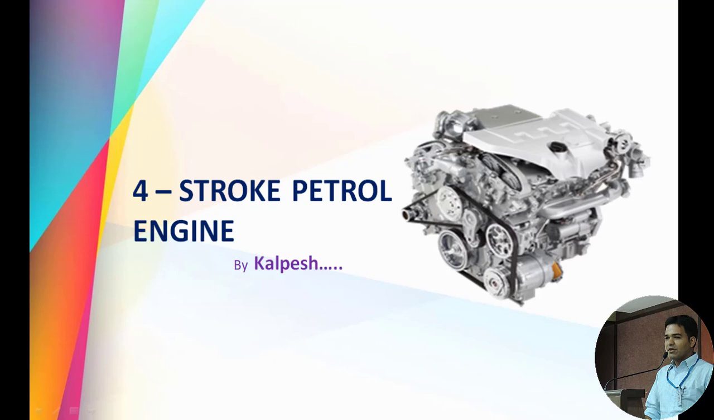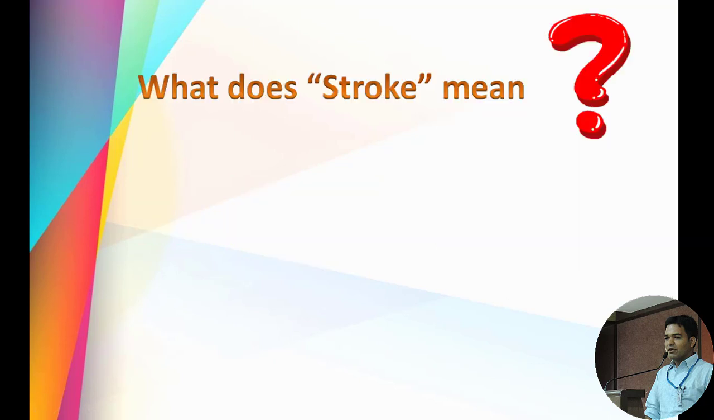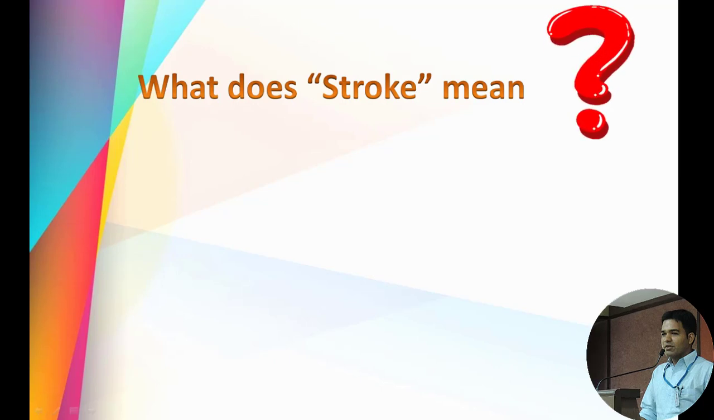Hey friends, today I am going to talk about the 4-stroke petrol engines. If you would like to learn about the constructional details of the IC engine, then you can click on the link provided in the description. Now, a 4-stroke petrol engine is a type of petrol engine in which the complete power generation cycle occurs in 4 strokes. First we need to understand what the stroke means.